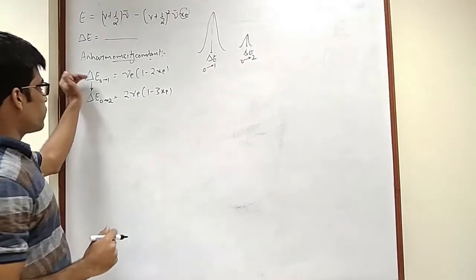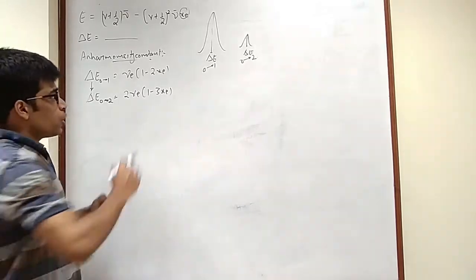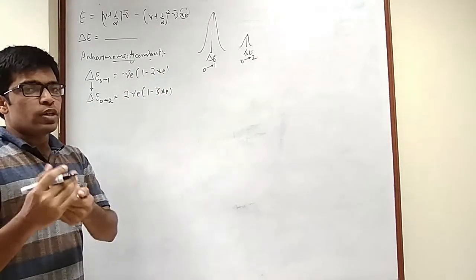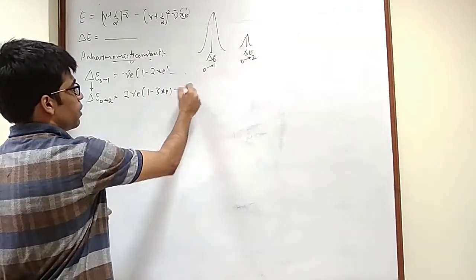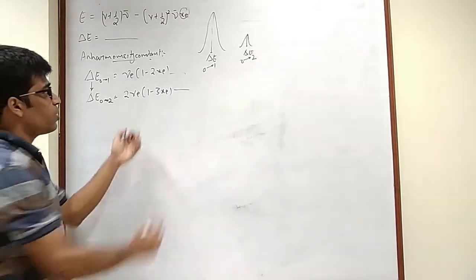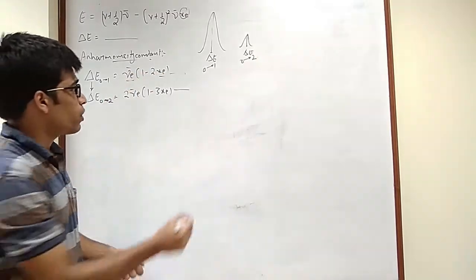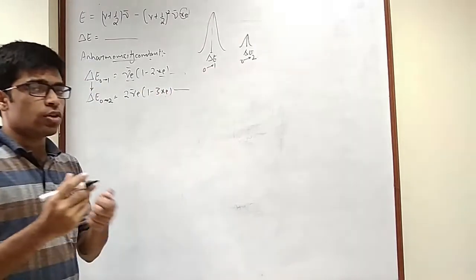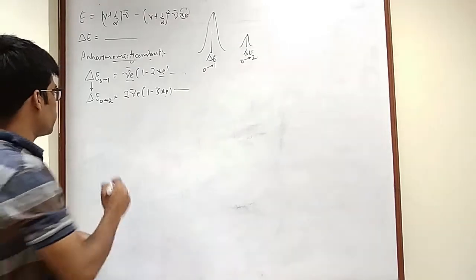Now consider you have some numerical values for these two delta E's. You can consider these to be two linear equations in two variables, and you can solve them by substitution, elimination, or cross multiplication to get the values of mu E and xe, and hence you can find the value of the anharmonicity constant from here. There are some questions, we'll see that. This is one major application.